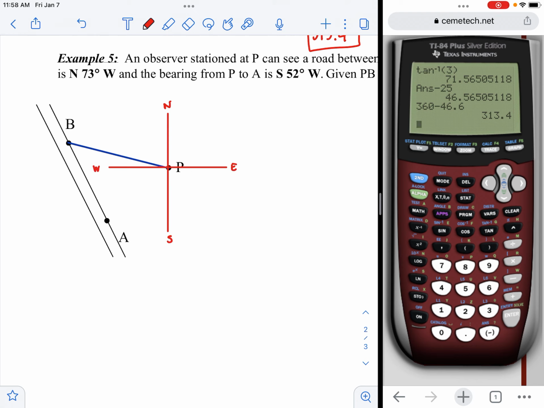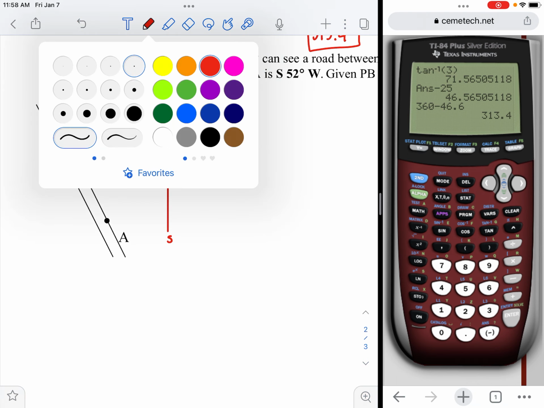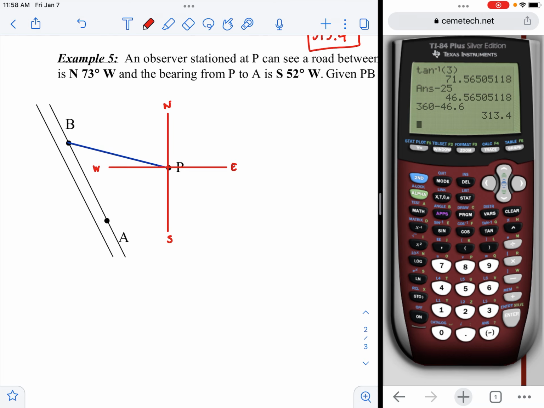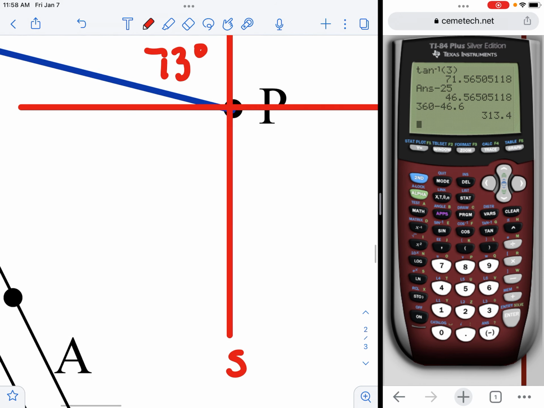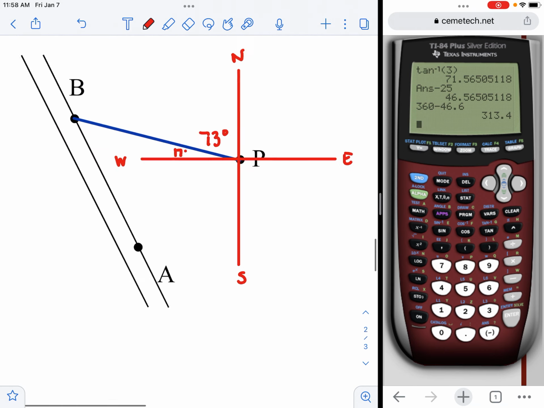So never eat soggy Wheaties. So it's from the north towards the west, 73 degrees. And then I can fill out that teeny tiny angle right there. 90 minus 73 is 17 degrees. So I know that angle is 17 too. Probably going to help me later.